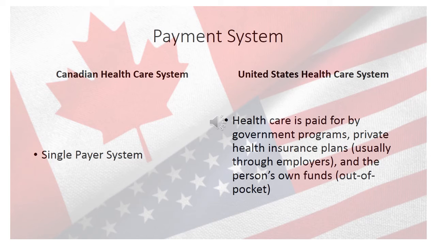The payment system for the Canadian healthcare system and United States healthcare system. Canada has a single payer system, in which the bulk of financing for this program, called Medicare, comes from general provincial tax revenues, and the federal government provides a fixed amount that is independent of actual expenditures. So pretty much they pay the bills. Claims are sent to the government and the government pays out. Whereas the United States healthcare system is paid for by government programs, private health insurance plans, usually through employers, and the person's own funds out of pocket.